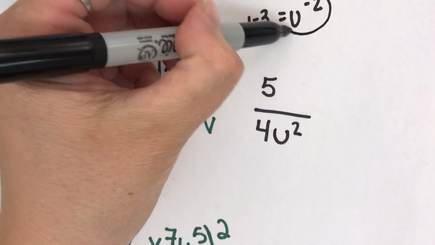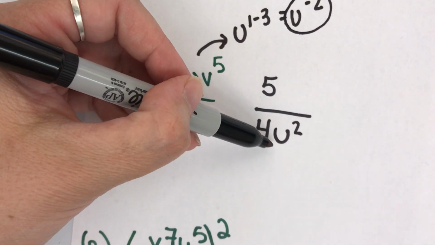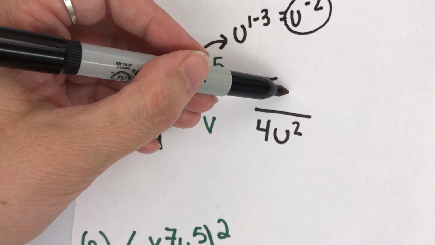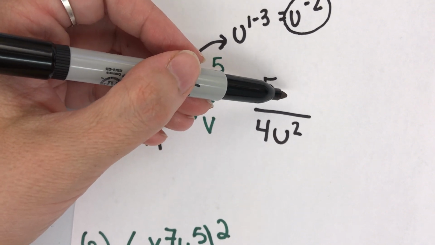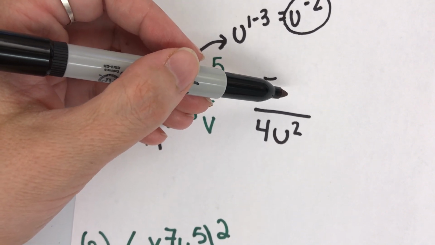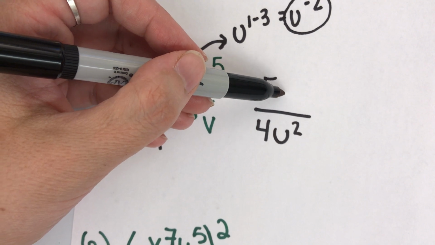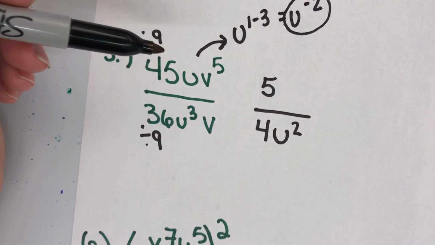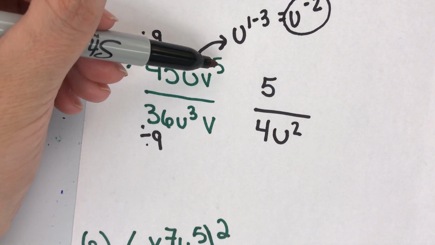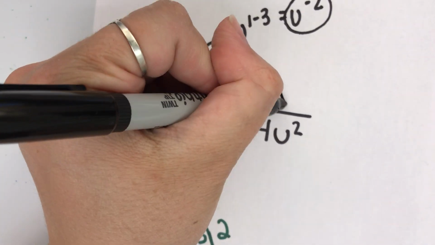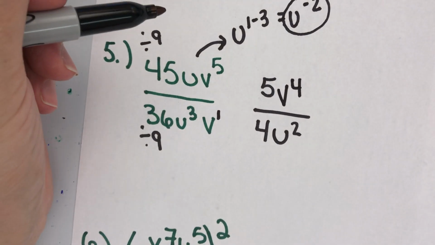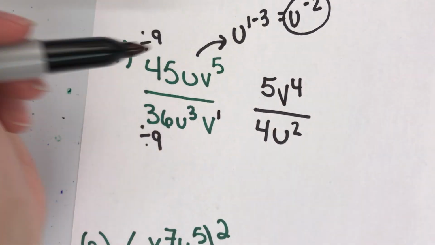But remember that u to the negative 2 would have moved to the bottom anyways because you always remove negatives. When you subtract, it automatically puts what you're working with in the numerator every time. And if it becomes negative when you subtract, you would then be forced to move it to the bottom. And then for the v's here, I have 5 and 1. And I know that 5 minus 1 is 4. I have 4 v's left in the top, and this would be my final answer.